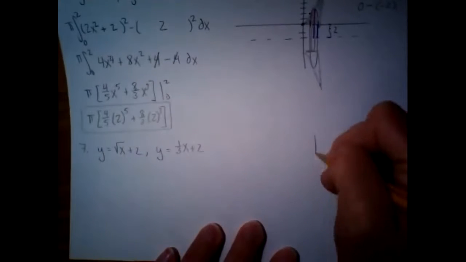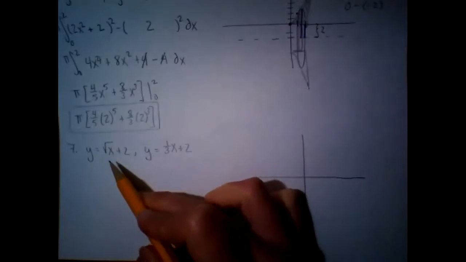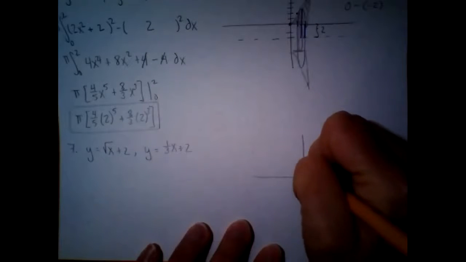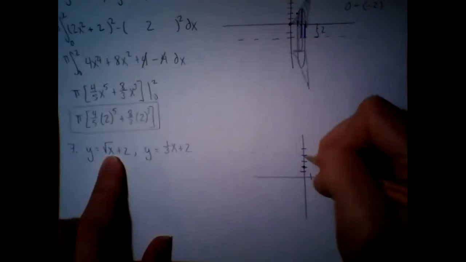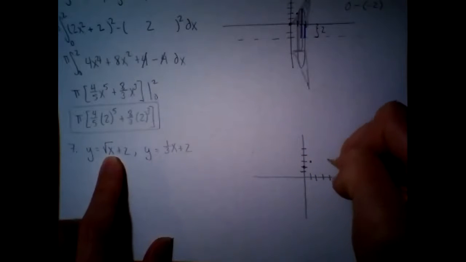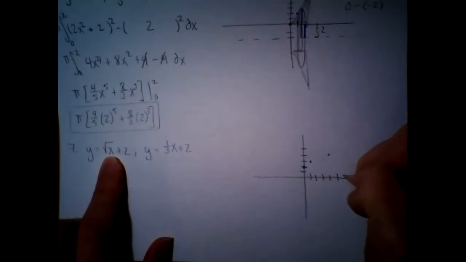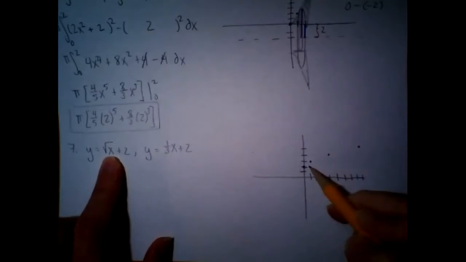All right, so let's start by graphing those. So for the square root of x plus 2, we're going to start at 0, 2. If we plug in 1, we're going to get 3. If we plug in 4, we're going to get 4. And if we plug in 9, we are going to get 5.